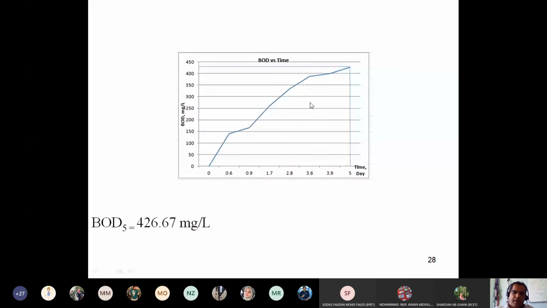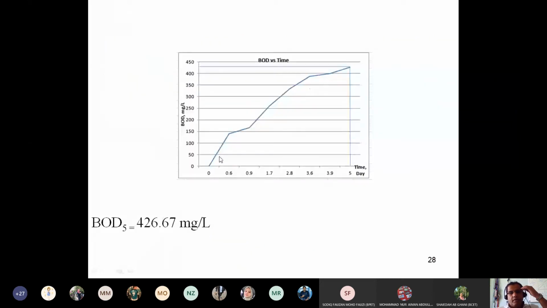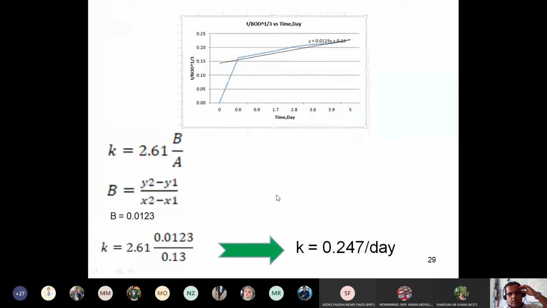And then I go to draw. This is the first one, made by Excel. So here is time 0, and then you go. BOD5 will be here. You go here, this will be BOD5. So it will be the same as previous, as you see here. Same, right? 4 to 6.67. But for the K rate, how to calculate?